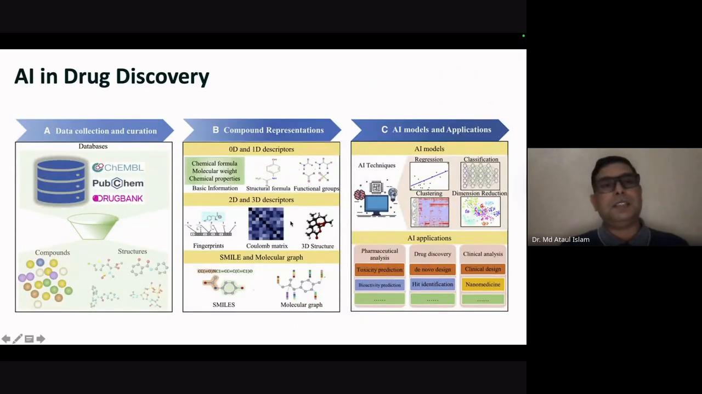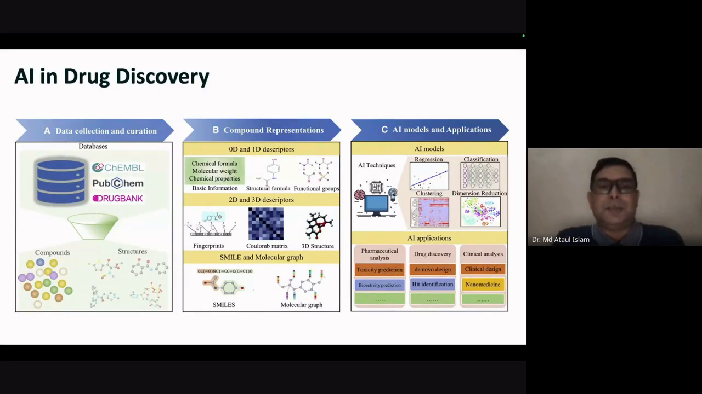So here I will explain a few approaches, that is, how artificial intelligence is used in drug discovery. A few moments back, I explained that data is the main thing in machine learning. Depending upon data, you can develop your model. Depending upon data, you can extract the features. Depending upon the data, you can extract the information, and that information you can implement on unknown data.